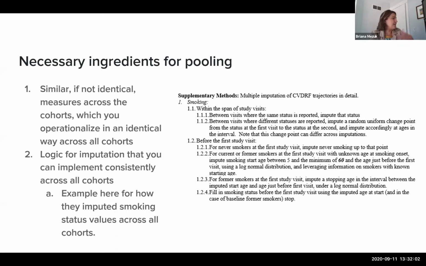So again, this is the kind of logic you'd have to develop in order to make it so that your variables were operationalized the same across the different cohorts. This is very similar to when people say they're going to harmonize data sets. This is a similar idea. That's another kind of literature that may be helpful if this is something you think would be helpful for you to start thinking about.